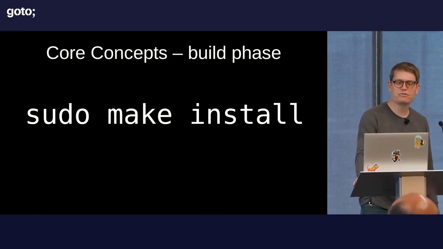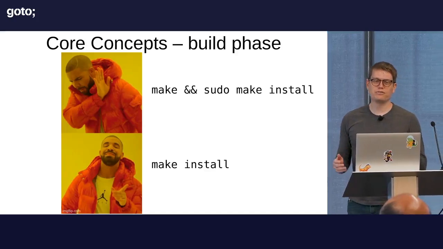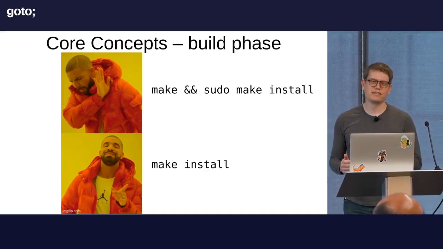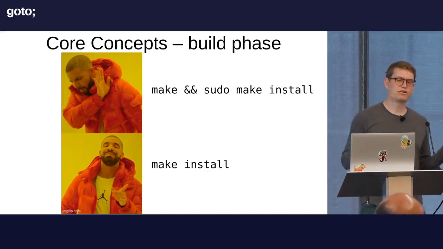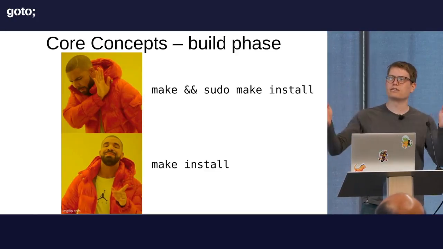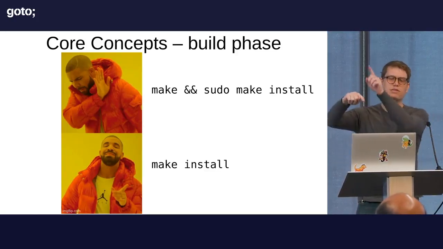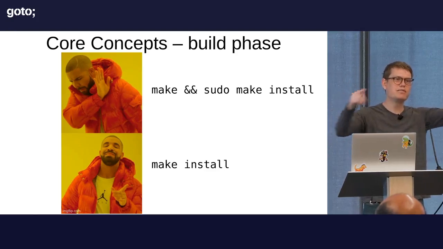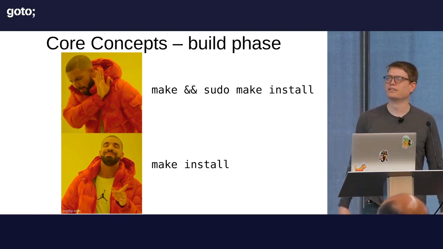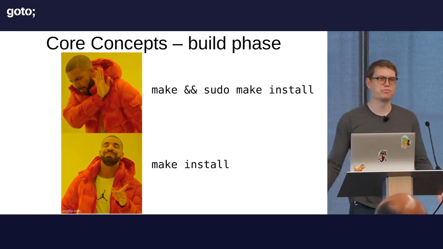In fact, if you don't use a root prefix, if you just make a prefix in your home directory, you don't even need to separate the build and install step, because the install step depends on the build step. You don't even need to separate them. You just do make install. It works fine. So you can skip those two things if you use a good prefix.